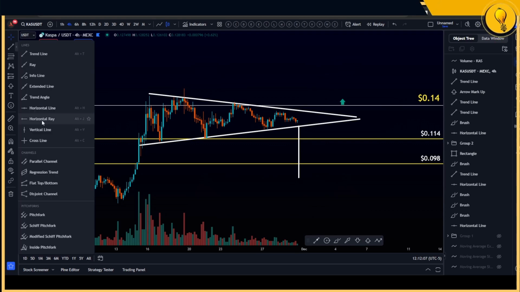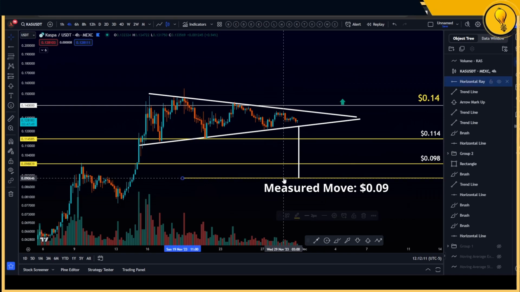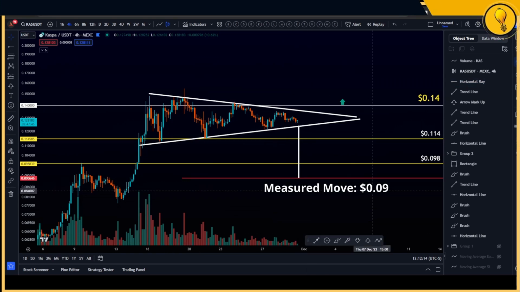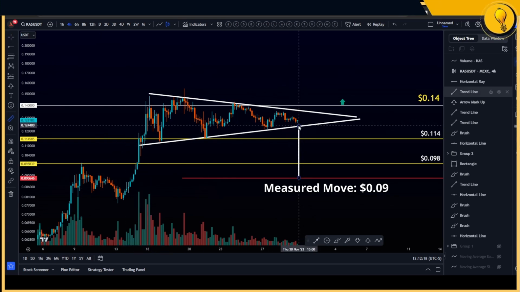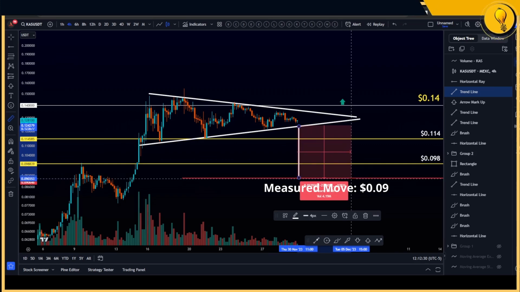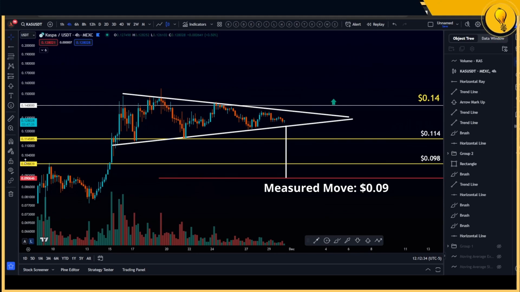Where will this take KASPA down to? This will take us all the way down to 9 cents. I'm going to color this red. That's going to be the measured move of that symmetrical triangle-like formation. What you guys need to understand is that if this breaks to the downside, we are looking at almost a 30% dump to the downside. Now, question is, when can we really expect that dump?